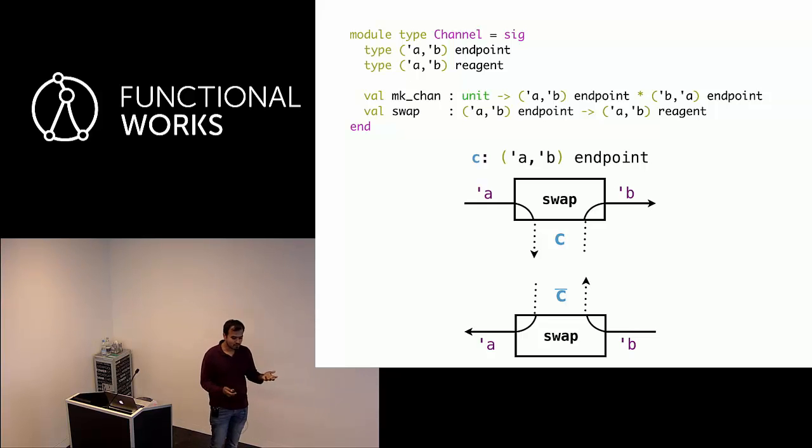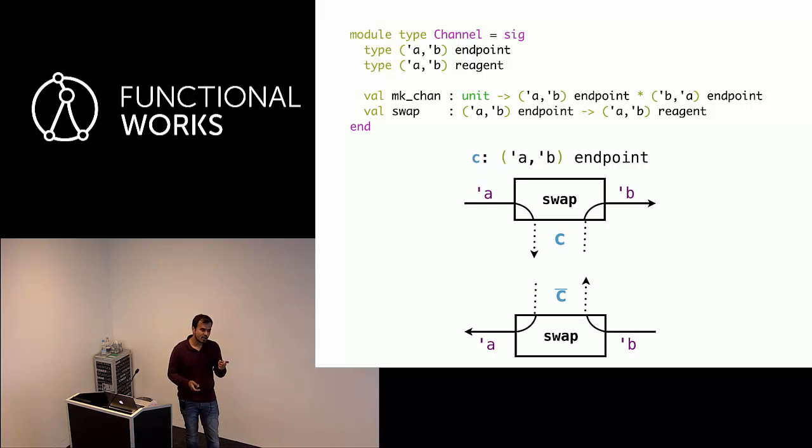So basically, what Reagents provide you is this synchronous swap channel abstraction, but you can use reagent combinators to build all sorts of abstractions, like non-blocking channels, like point-to-point channels that are asynchronous, and so on.